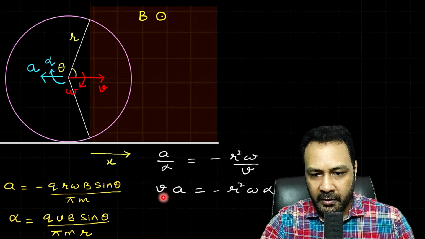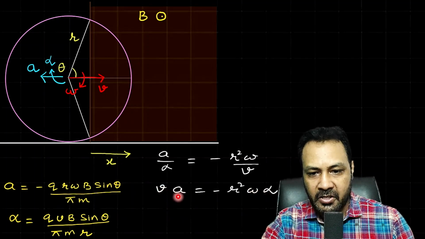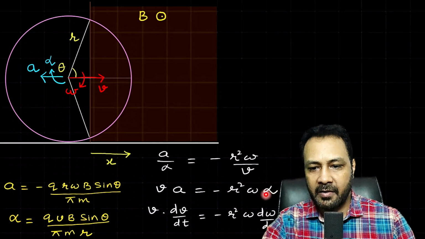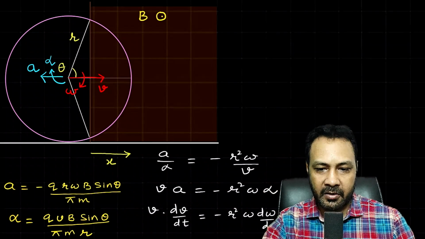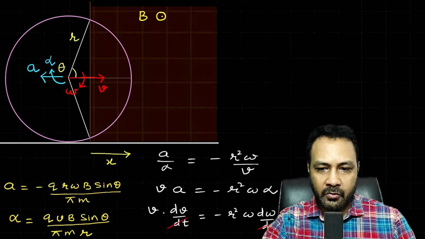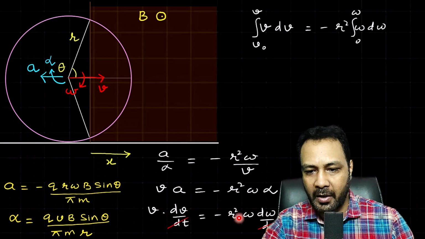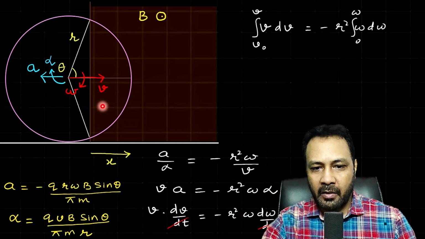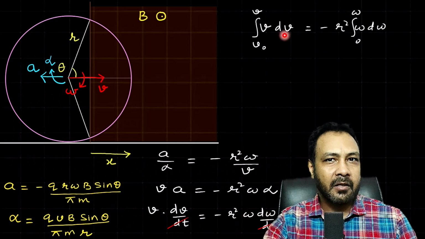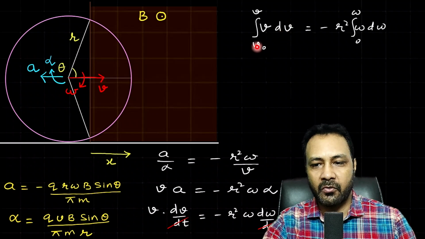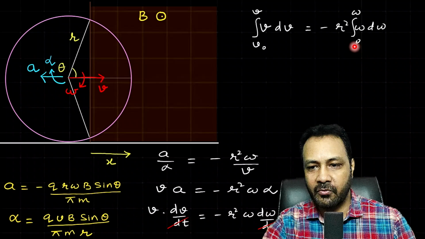And now what do I want to write? I want to write this a as dv by dt and alpha as d omega by dt. And just cut these dt. So what you will get? You will get v dv is equal to minus r square omega d omega. And the limit. When it was outside the magnetic field, the velocity of the center of mass was v0, and at that moment angular velocity was 0.